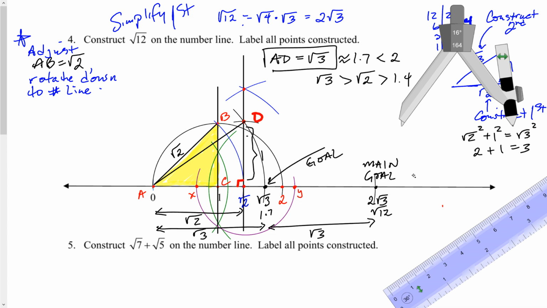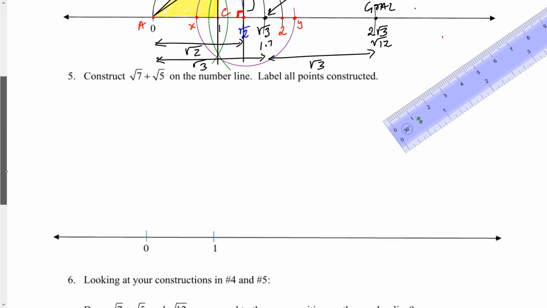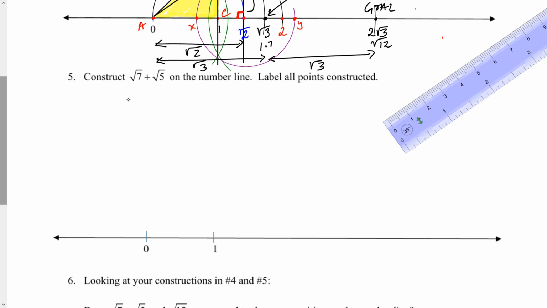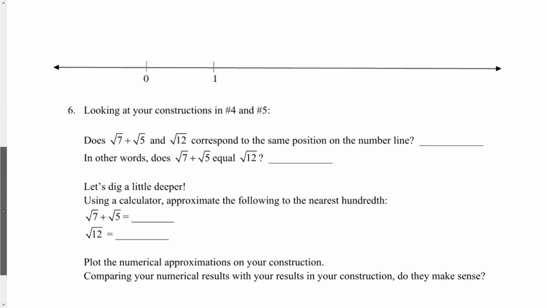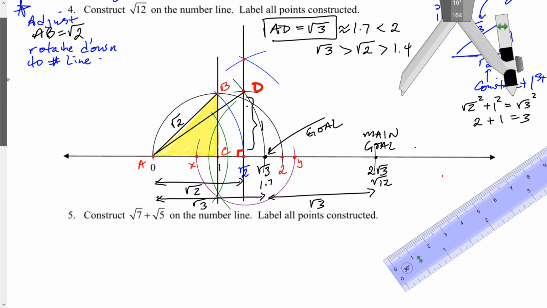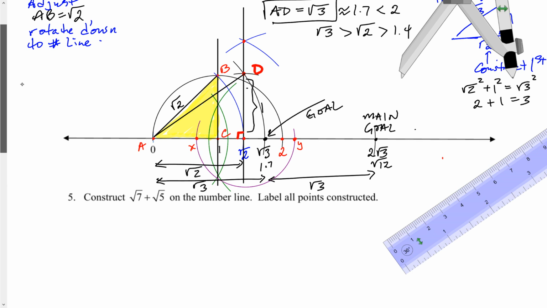And there we go. You just have to get creative and work hard and learn how to do it. And once you put in the time, you can. Your job now is to continue, construct the sum of root 7 and root 5, and then if you do that, then you can answer the following questions that follow that. So I'm going to leave this up to you.